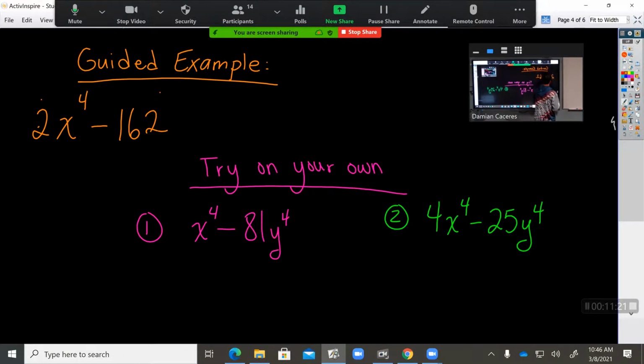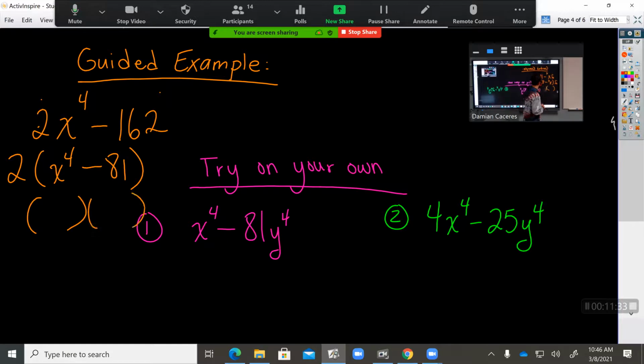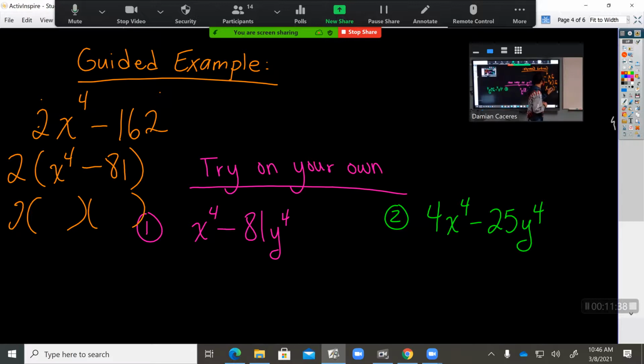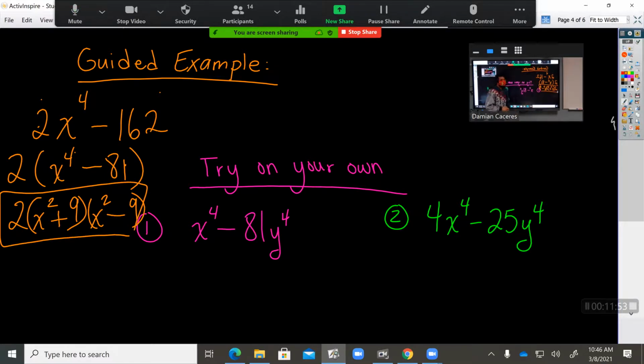Between 2 and 162, the common factor is 2. So what's left in the parentheses is x to the fourth power minus 81. Now we do the same thing we've been doing throughout this entire lesson. You break down the first and the last number. So x to the fourth breaks down to x to the second times x to the second. 81 breaks down to 9 times 9, and the signs have to be different. So now you're doing number 1 and 2 on your own, and I will review it after.